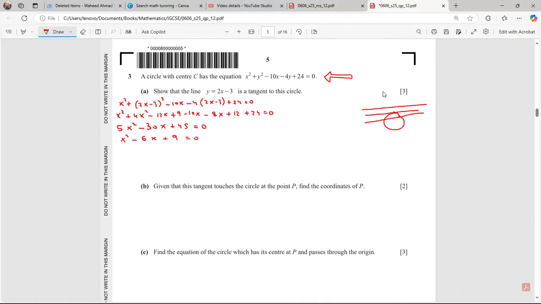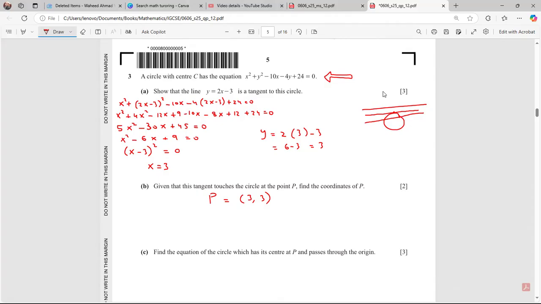And you can see this is a perfect square, (x minus 3) squared equals 0. x squared plus 9, and 3 times 2 is 6, yes. So this is giving you a single solution, x equals 3. When I substitute this value of x in y equals 2x minus 3, this is 6 minus 3, so y is equal to 3 only. So the given tangent line touches the circle at point P, so P is (3, 3). I hope this is clear.